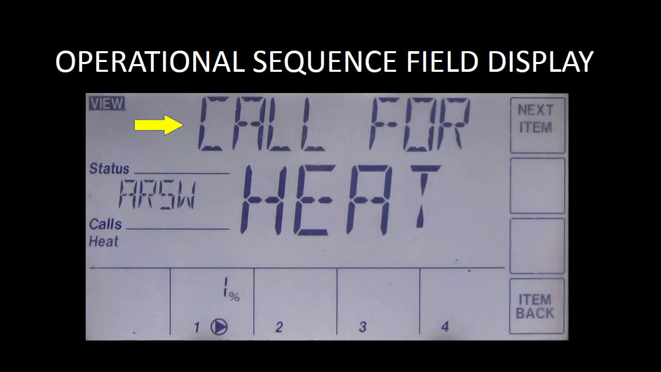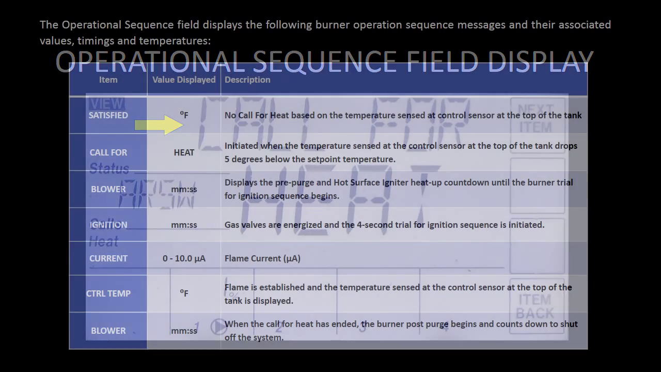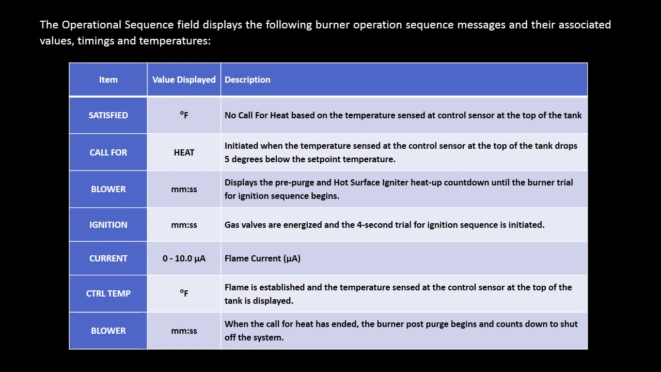The operational sequence field displays the following burner operation sequence messages and their associated values, timings, and temperatures. In the satisfied state, there is no call for heat based on the temperature sensed at the control sensor at the top of the tank. Call for heat is initiated when the temperature sensed at the control sensor at the top of the tank drops 5 degrees below the set point temperature.